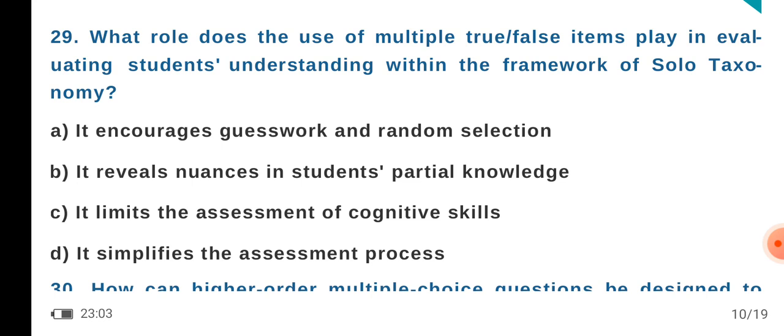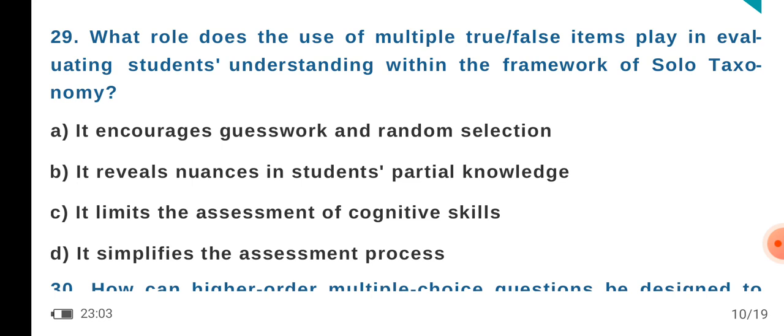Parang binalik na rin to. Ang answer naman nito, number 29, is letter B naman. Ay, Diyos ko Lord, binalik-balik na lang to. Nililito na tayo nito. Siguro, tinatry lang yung ano natin. So, the correct answer is letter B. It reveals the nuances in students' partial knowledge.